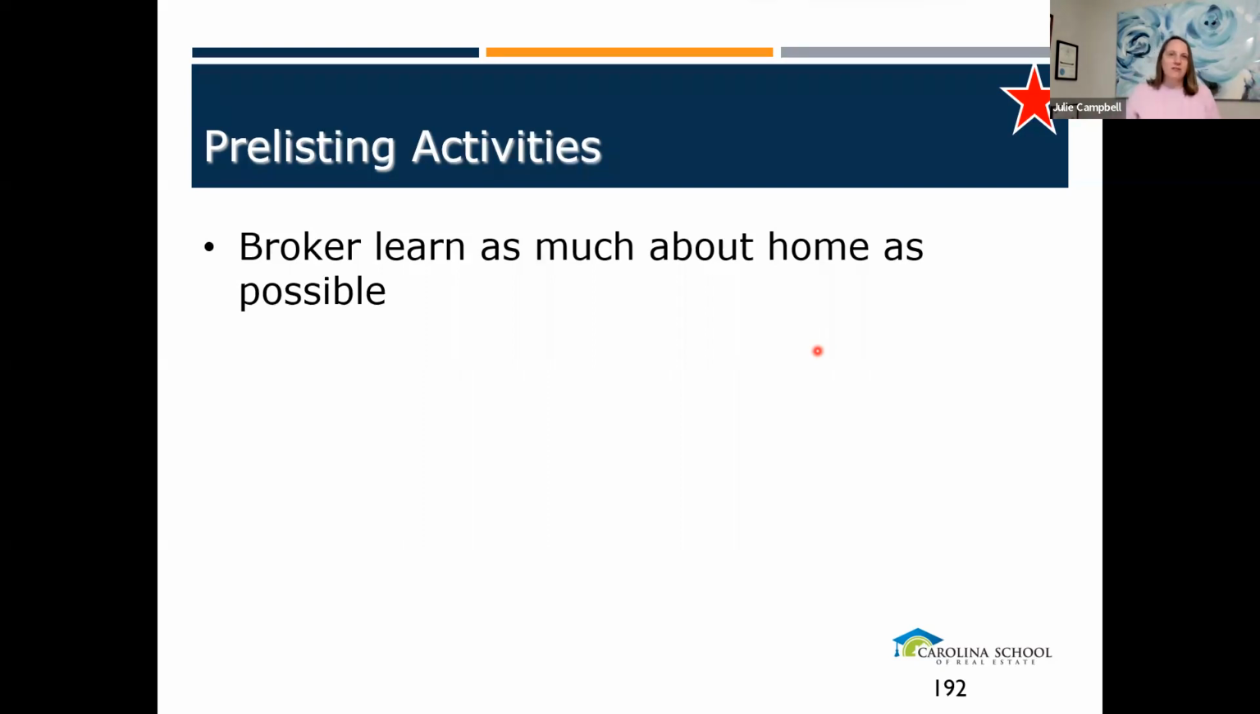Did they knock a wall down? Did they not do anything? You can get an idea from the pictures, but really we don't know what the inside looks like until we walk through.